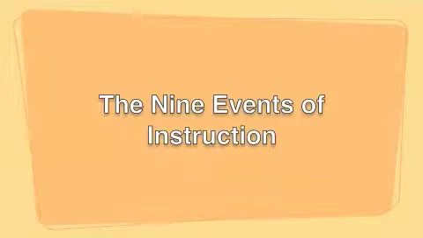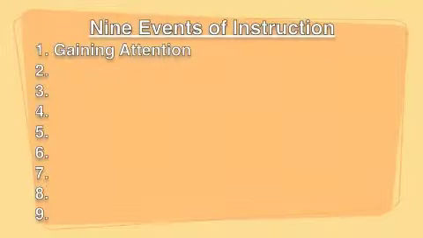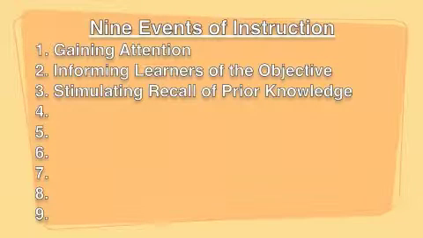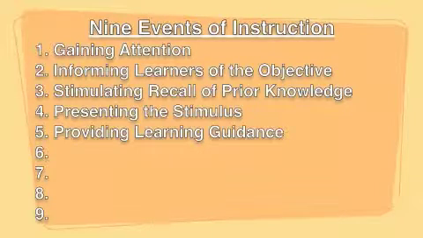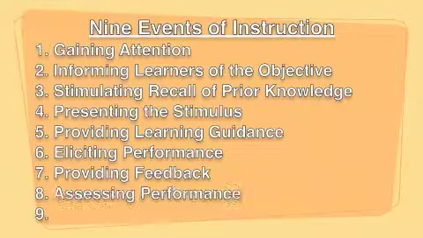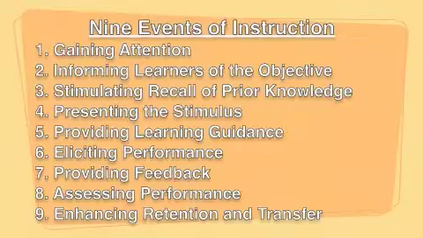Gagne's 9 events of instruction are the stages by which learning occurs and are specifically designed to meet each of the 5 learning outcomes we just looked at. These are gaining attention, informing learners of the objective, stimulating recall of prior knowledge, presenting the stimulus, providing learning guidance, eliciting performance, providing feedback, assessing performance, and enhancing retention and transfer.